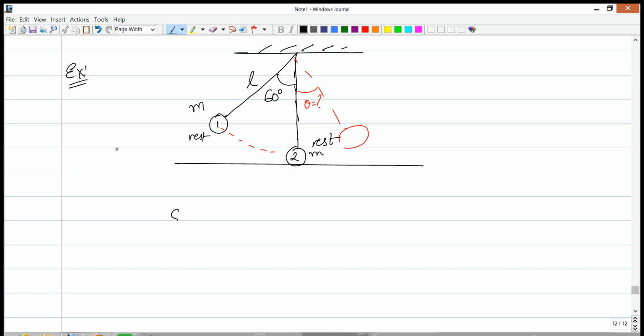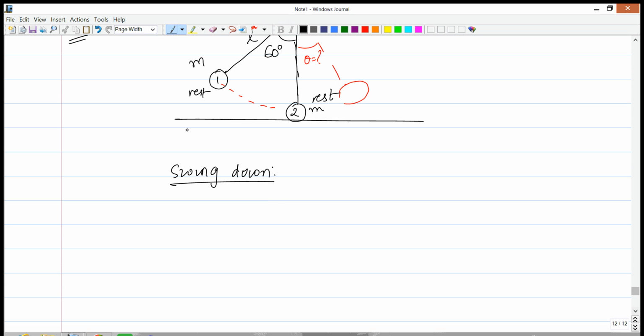So the first part is the swing down for bob 1. For the swing down, we will use MEi equals MEf. Now to use MEi equals MEf, we're going to use again the kinetic energy of bob 1, which is 0 because it's at rest, plus its potential energy. And its potential energy is going to be mg times, if you remember, the height drop, which is simply L times 1 minus cosine of the angle.